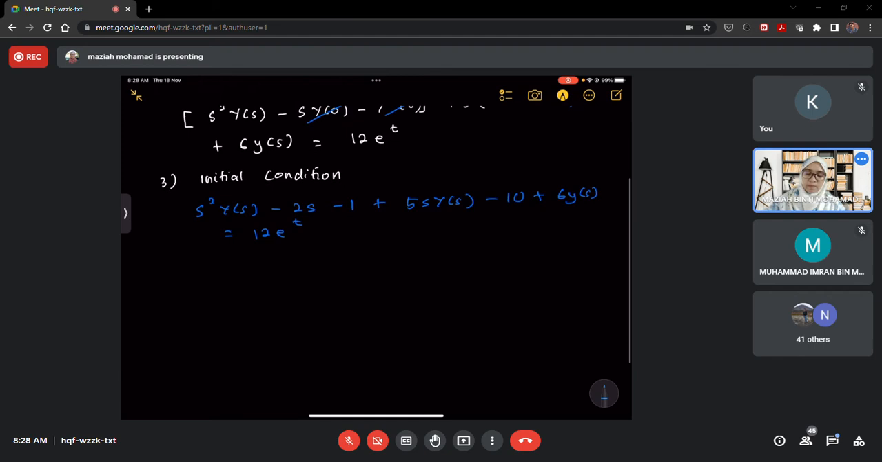Let's rewrite the equation. We put all the s terms in the same place: s square Y(s) plus 5sY(s) plus 6Y(s) minus 2s minus 1 equal to 12 exponent t.